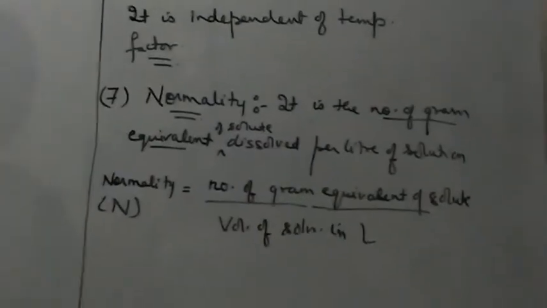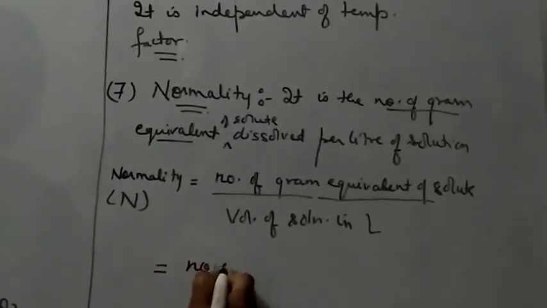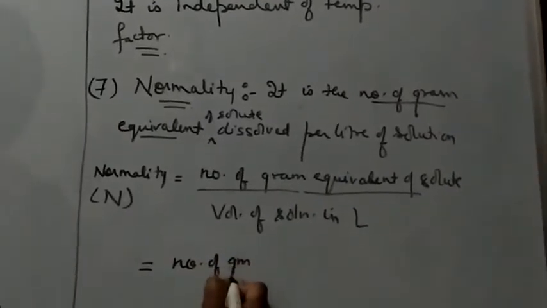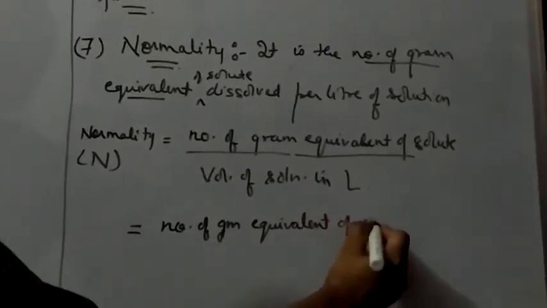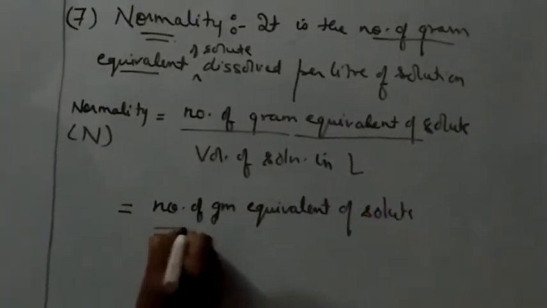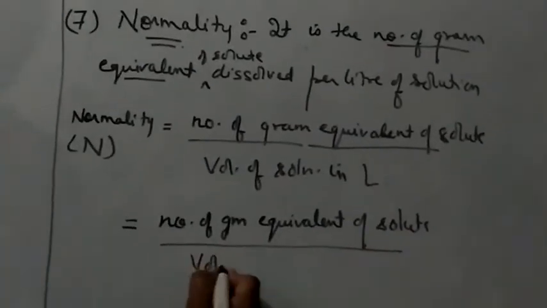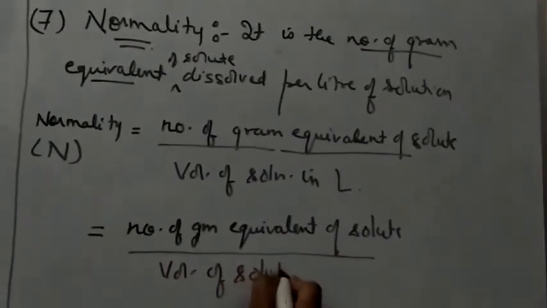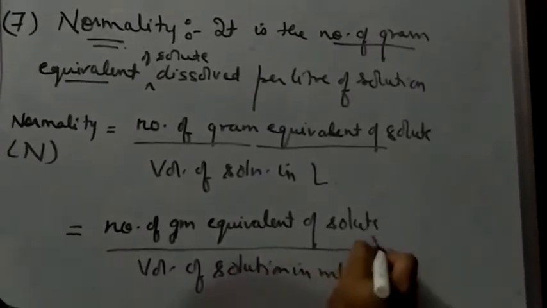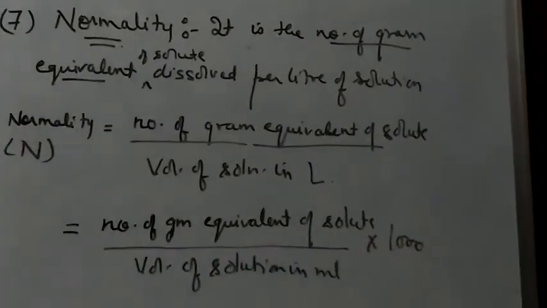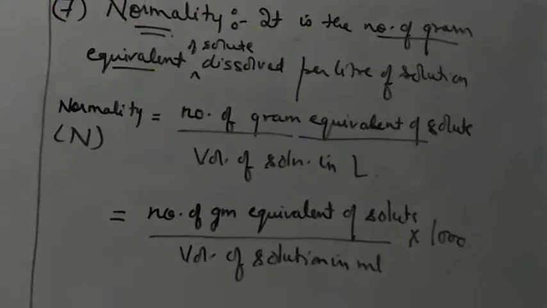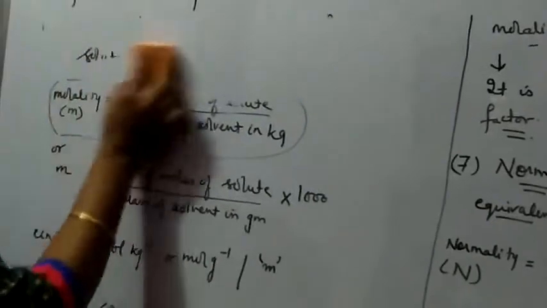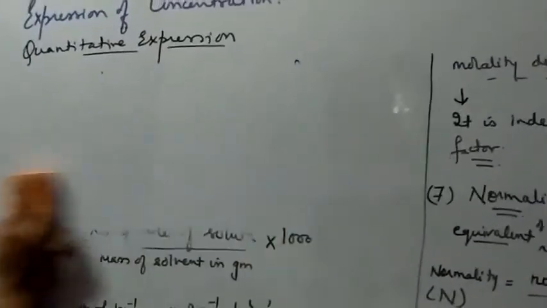In the same way, when expressing it in terms of milliliter, the number of gram equivalent (GM equivalent) of solute divided by volume of solution in ml. If it is in ml, we'll get it multiplied by 1000. So students, to find out the normality, we need the number of gram equivalent. Now, how are we going to calculate the number of gram equivalent, right?